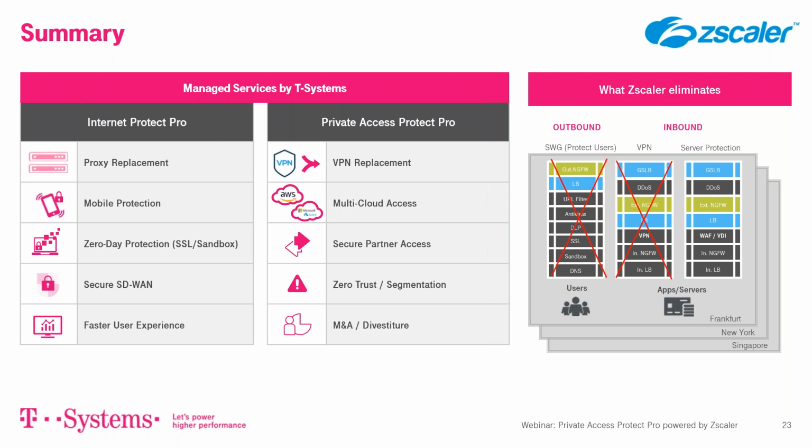So let's take a look. If we talk about Internet Protect Pro, for example, you don't need an outbound firewall any longer. You don't need some kind of dedicated SSL inspection device. You don't need another sandbox solution. You can get all these functionalities right from the product Internet Protect Pro. And if we're talking about private access, you can reduce all the appliances and all the solutions that were before responsible for your remote access. This is not only the VPN gateway, maybe even the network firewall itself.